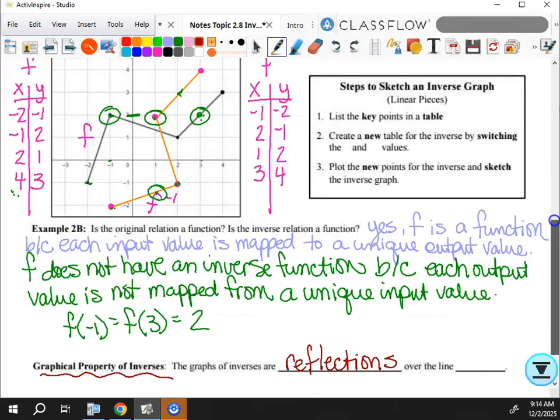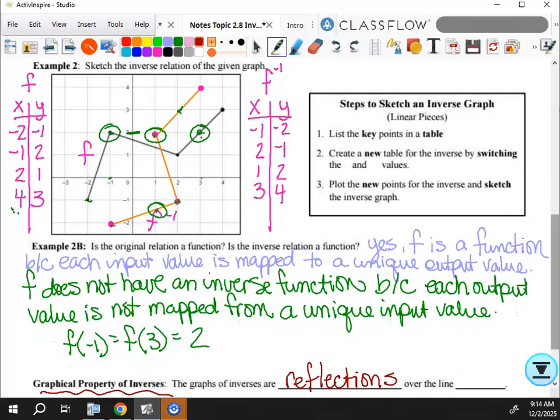Can anybody tell me over what line we're reflecting it? If I'm not reflecting it in the y-axis or the x-axis, I think you're on the right track, but you don't know what to say. What does the line look like? Y equals x, yes. It is your parent function. It is y equals x right here. So this line is your y equals x, and it is just a reflection over that line.